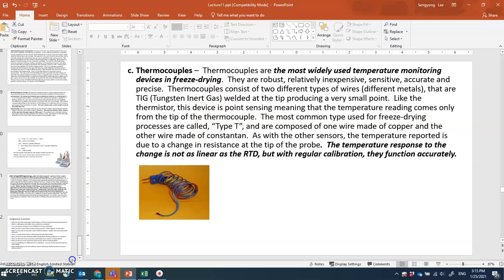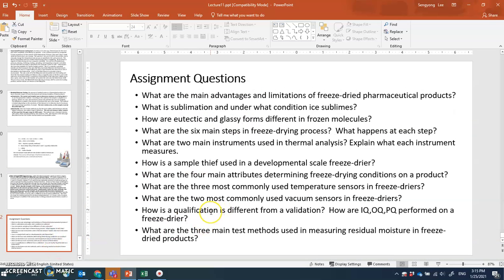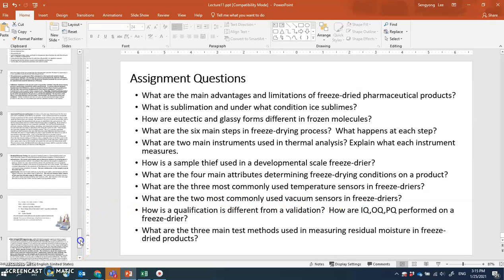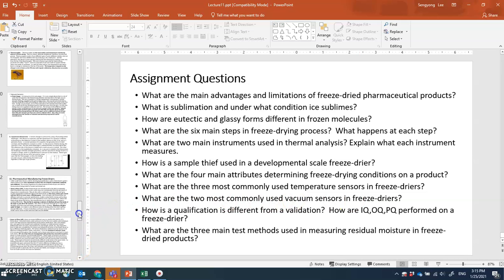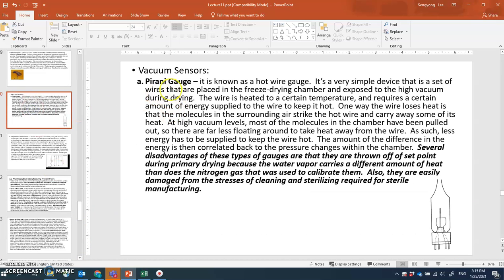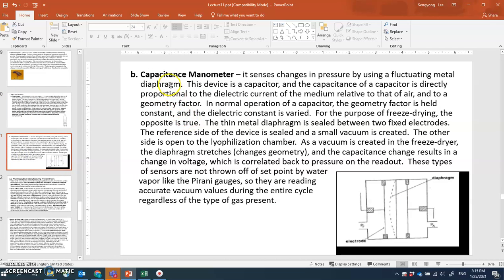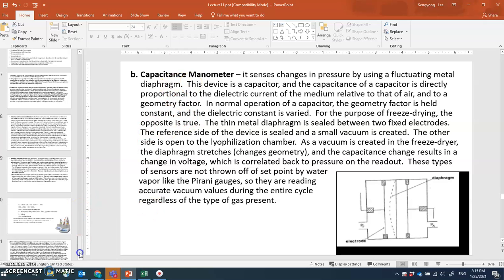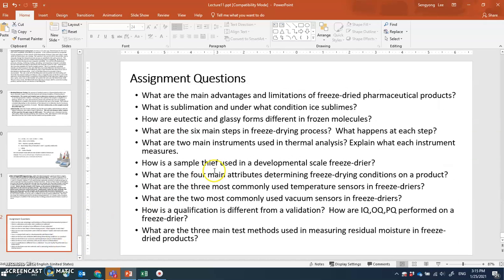And the next one is about the pressure vacuum sensors. There are 2 of those, right? So what are those again? Pirani gauge is one vacuum sensor. Another one is the capacitance manometer. Those are 2 important vacuum sensors. And then what's the next question?